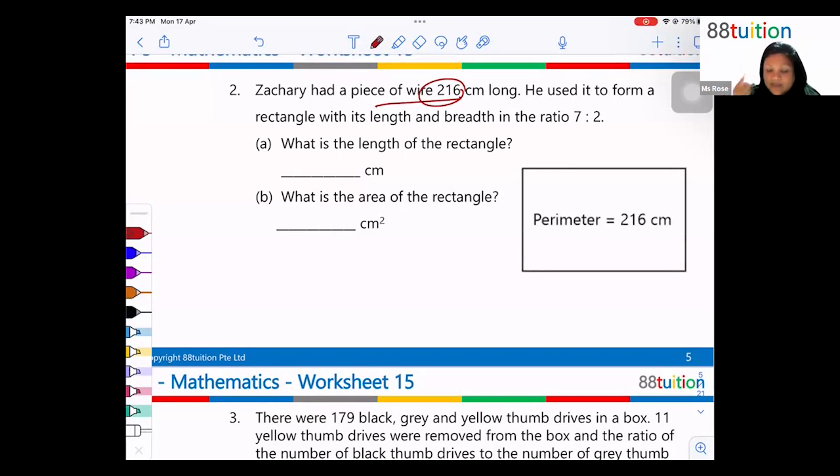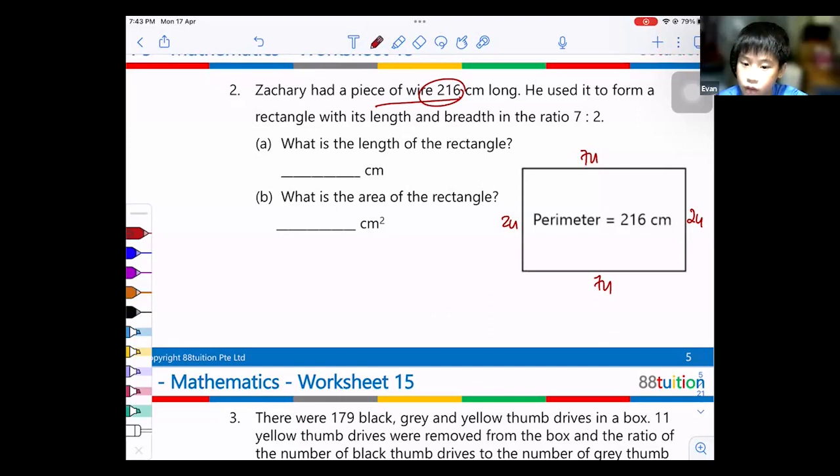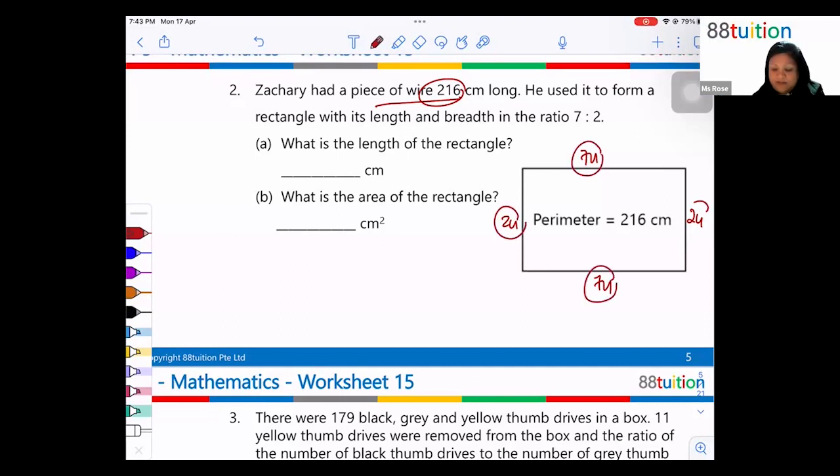So length is how many units? Length is 7 units and breadth will be 2 units. So this is the same as the perimeter around the rectangle. So Evan, in terms of units, what is the perimeter of the rectangle? That should be 18. 7 and 7 is 14, 14 and 4 is 18.